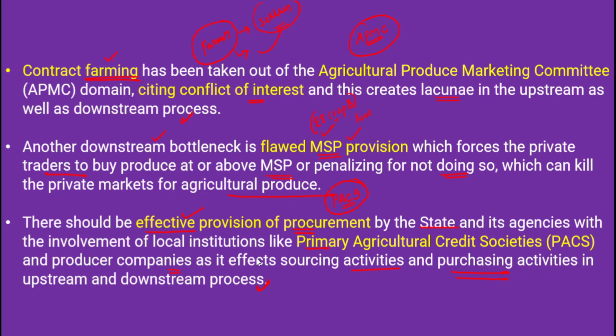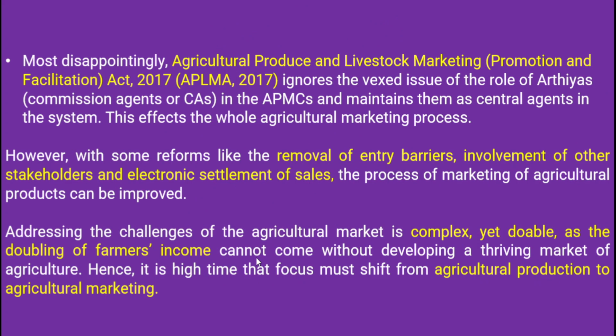So the procurement provision also has certain flaws. Because of this, it becomes a hurdle in the upstream and downstream linkages of agricultural products.